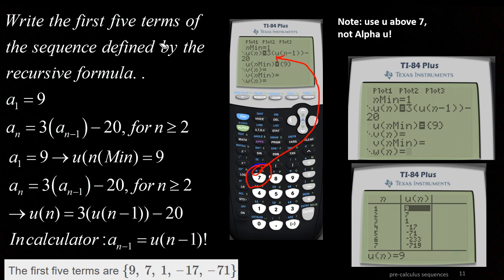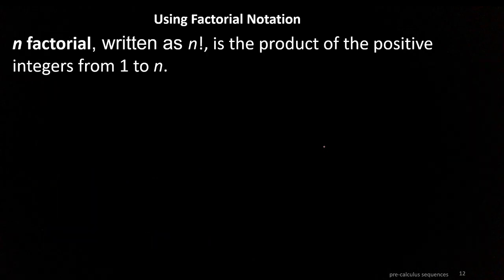It says write the first 5 terms of the sequence defined. Well, I just did it for you with the calculator, right? So you can stop the video and go through the steps on the calculator. Make sure you can do it. Use factorial. Factorial is an operation that is very useful, especially in probability and statistics.